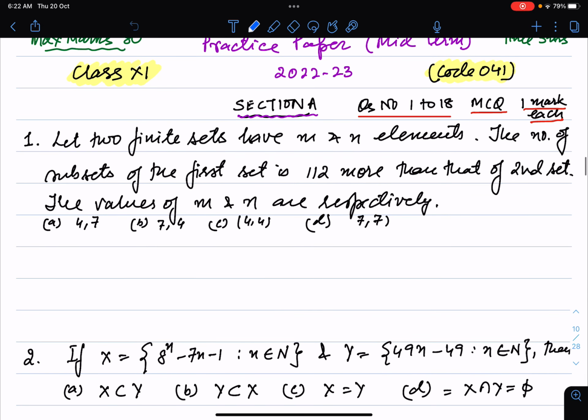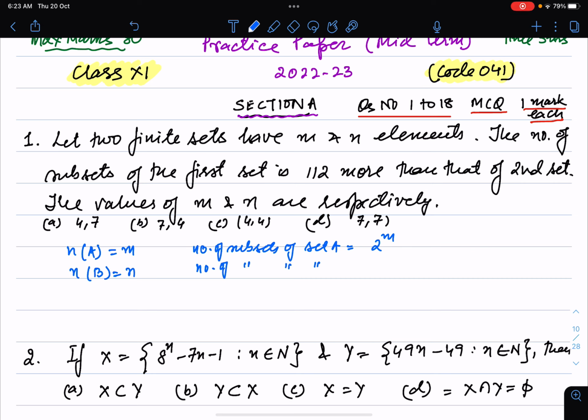The number of elements in set A is m and the number of elements in set B is n. So the number of subsets of set A will be 2 raised to the power m. In my last video, I told you how this 2 raised to the power m arrives. Similarly, the number of subsets of set B is 2 raised to the power n. He says the number of subsets of the first set is 112 more, so that means 2^m minus 2^n is equal to 112. Obviously, that means m is greater than n.